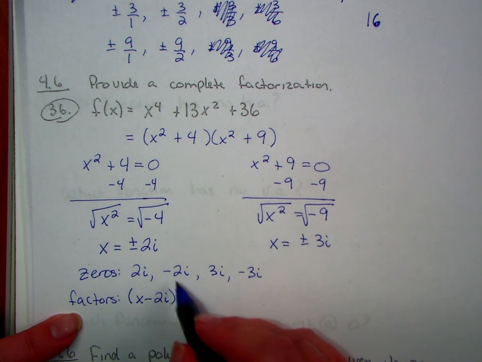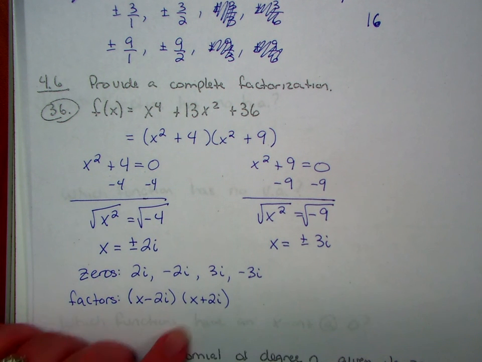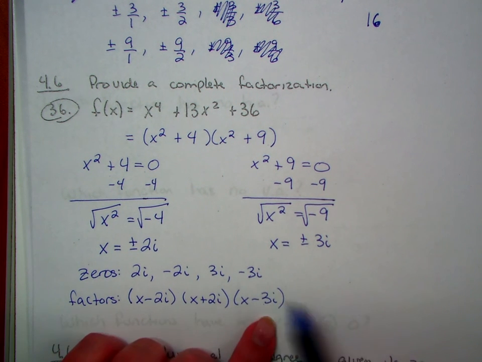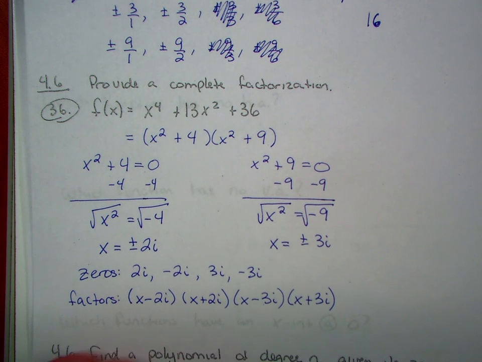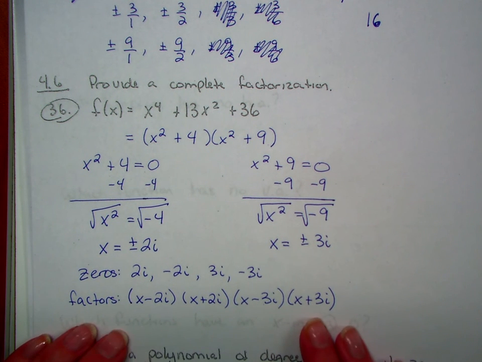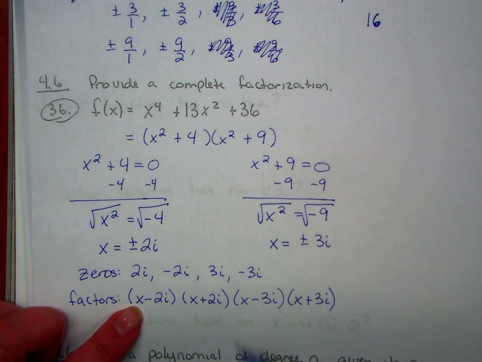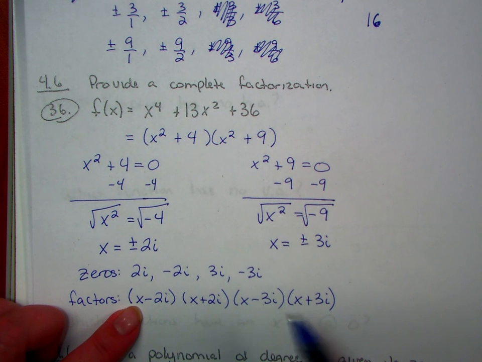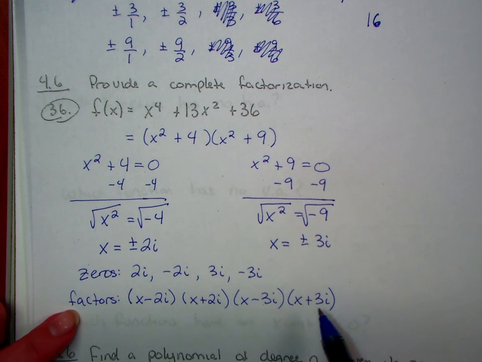If negative 2i is a zero, x plus 2i is the factor. 3i is a zero, so x minus 3i is the factor. Negative 3i is a zero, so x plus 3i is the factor. This is what we call the complete factorization, right? But these factors, notice they have imaginary numbers, okay? So this is factored over the rational numbers. This is factored over the real numbers and the imaginary numbers, okay? Complete factorization.